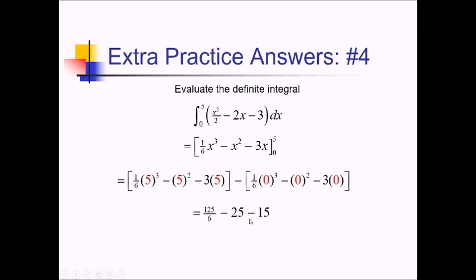So let's see, this is going to be negative 115 over 6. And I don't think that can be reduced, so not that we needed to simplify. Anyway, we're just calling it done here.